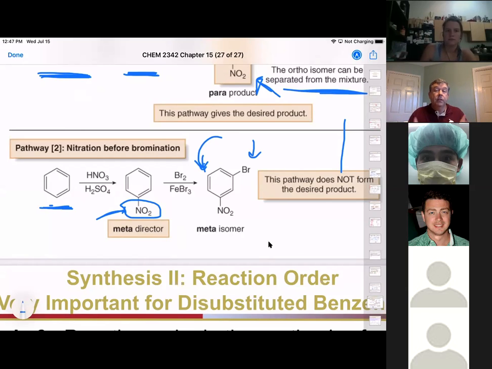So, all right, look at your final product. Look at which of those things are ortho and meta directors or para directors, and that's going to tell you which order to use your reagents.